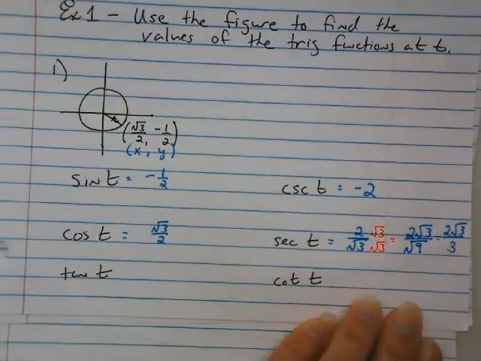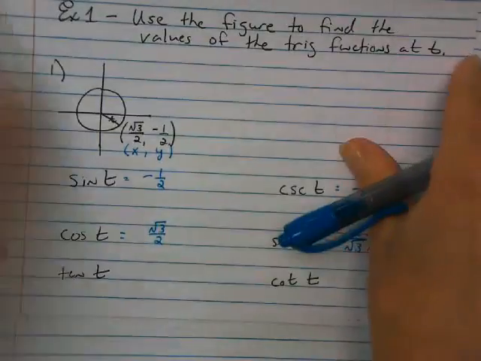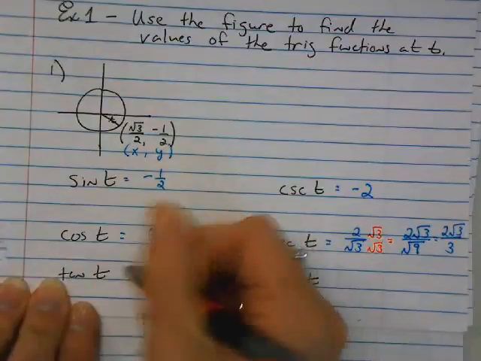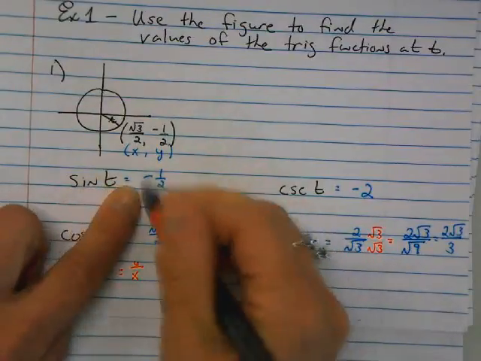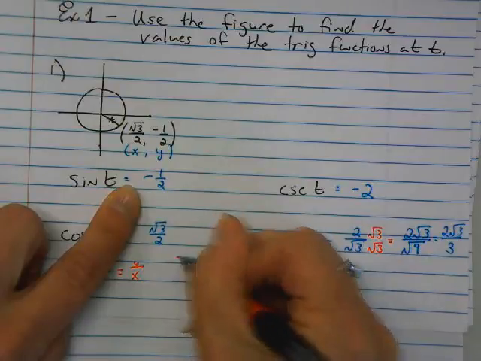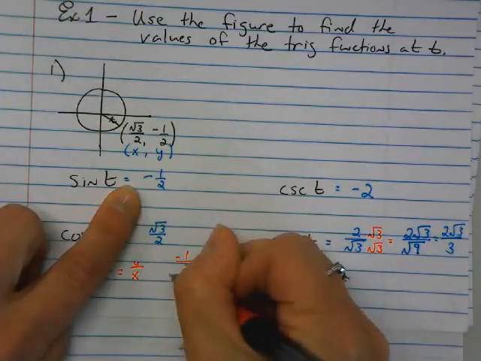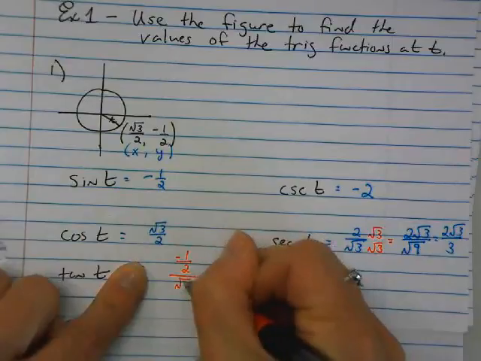Alright, tangent's going to be a little bit tricky. Tangent, if you remember, was defined as y over x. So I know that y is negative 1/2 divided by square root of 3 over 2.